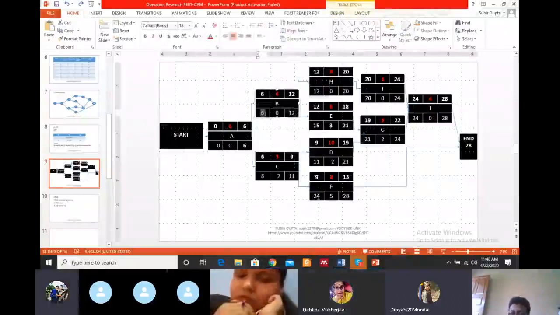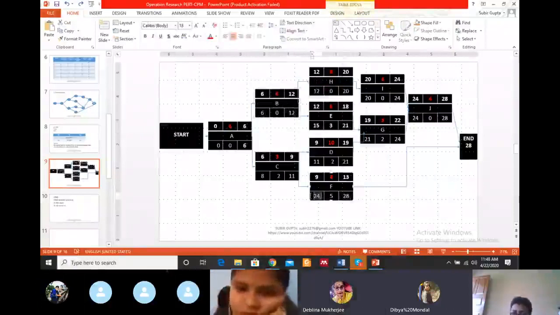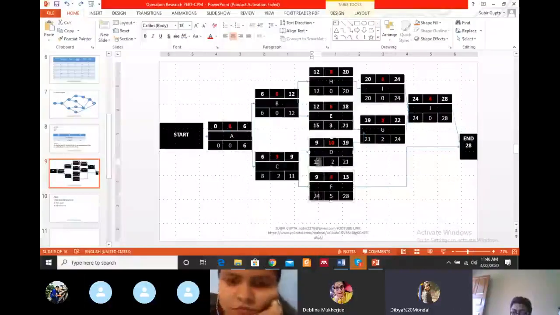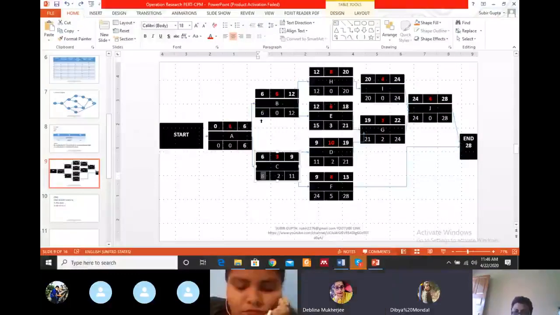Similarly, the ending is 28, so for F, 28 minus 4, it is 24. And C comes from D and F. So what is the minimum between 11 and 24? Definitely 11 is the minimum. So we write down here 11. 11 minus 3, it is 8. Now A comes from B and C, which one is minimum between 6 and 8? That is 6. So we write down here 6. 6 minus 6 is 0. Is it okay for everybody? Yes, sir. Backward path is okay for everybody.